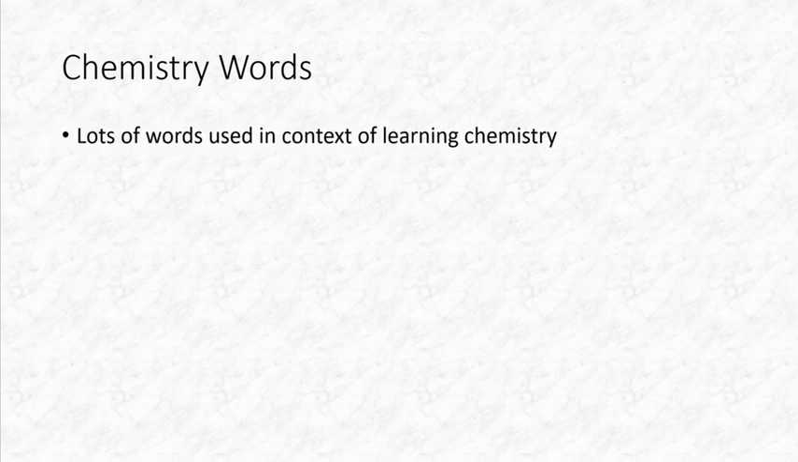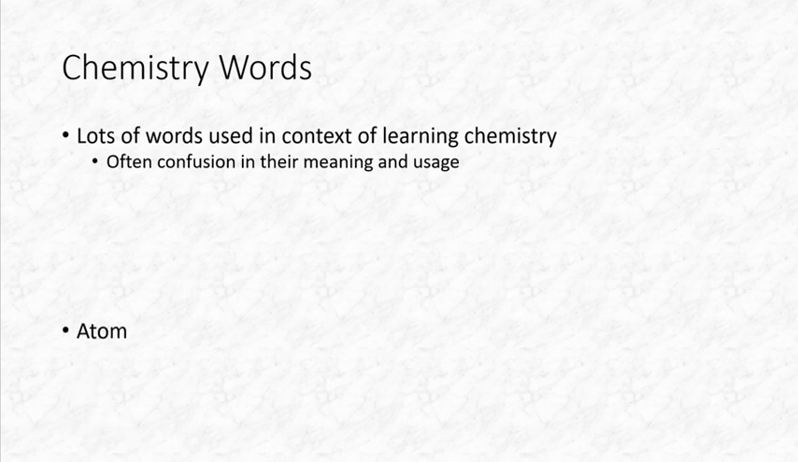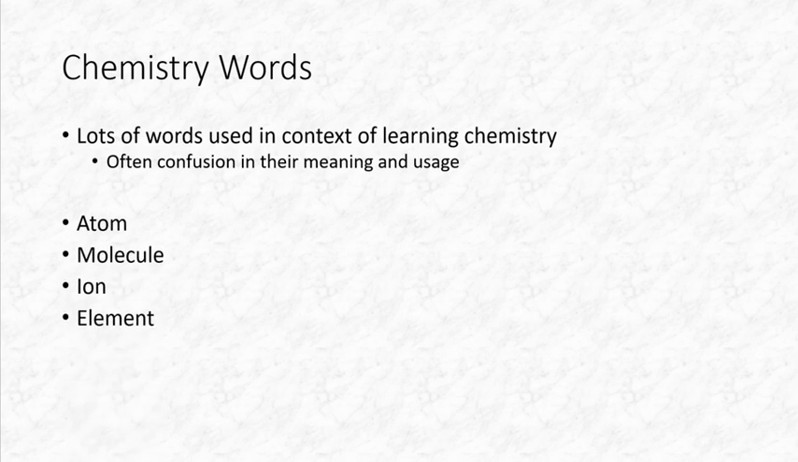In chemistry words we're going to be dealing with lots of words used in the context of learning chemistry. Quite often you hear these words and read them being misused by students in exam questions and so on, and that's marks being lost, so it's important to get this right. So examples are atom, molecule, ion, element, compound, and mixture. We're going to look at those more closely.